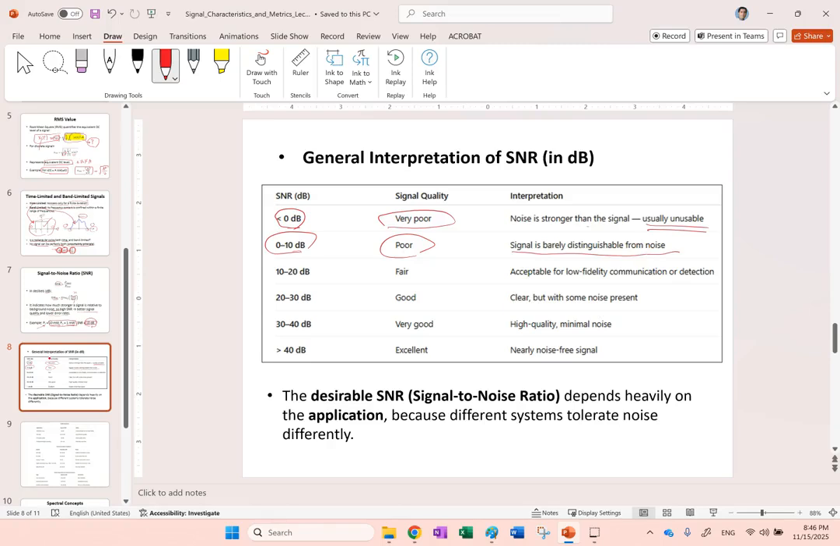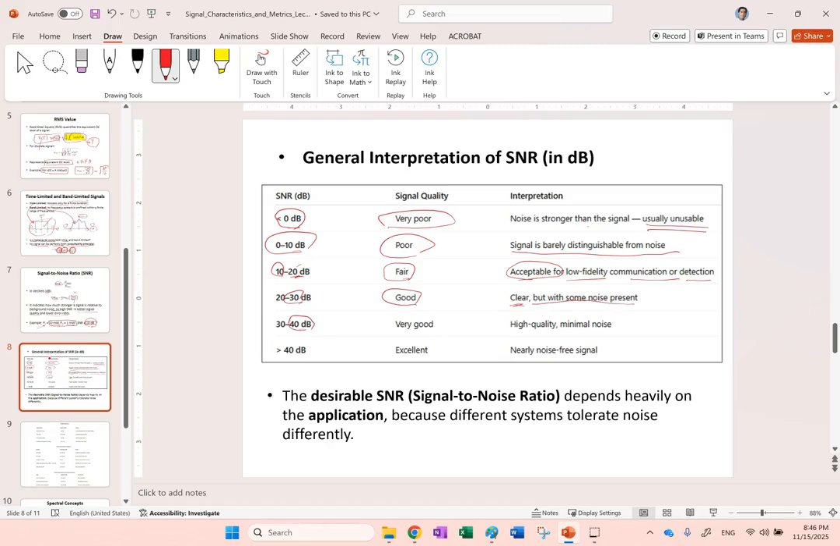Now, once you pass 10, your signal is at least 10 times stronger. 20 means 100 times stronger than the noise, and as you go toward 20, you get a relatively fair signal. So if you have low fidelity communication or detection, this could be good enough. Once you go to 30, which means 1,000 times stronger, now you have a good, clear signal. There is a little bit of noise in it.